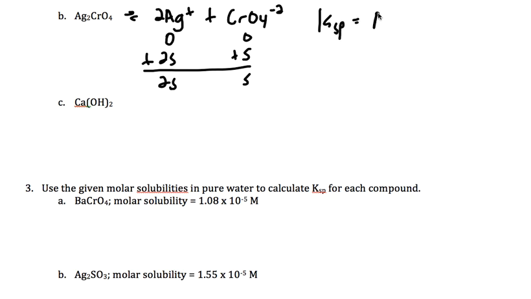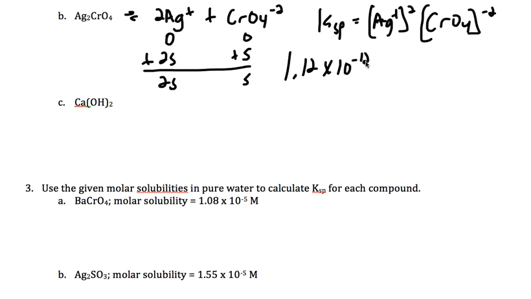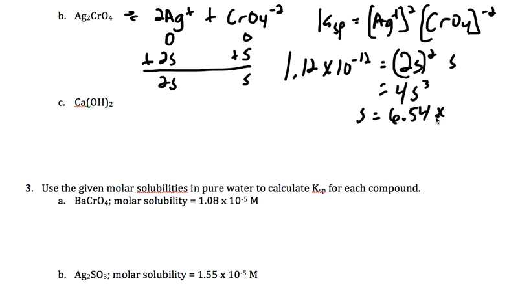My Ksp is going to be equal to Ag plus squared times CrO4 2 minus. Now the Ksp for our silver chromate would be found on page 810, and that is 1.12 times 10 to the negative 12, which is equal to 2S squared times S, or 4S squared, because the 2 needs to be squared here. 4S cubed, I'm sorry. So that is 4S cubed. Divide both sides by 4 and take the cubed root. So make sure you can do that on your calculator. If I divide both sides by 4 and take the cubed root, I would get 6.54 times 10 to the negative fifth.